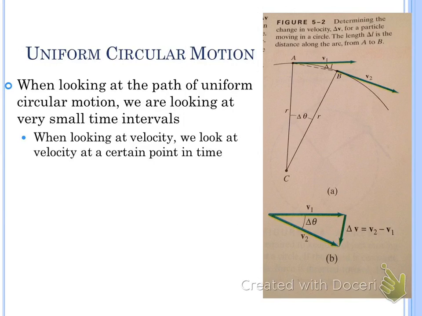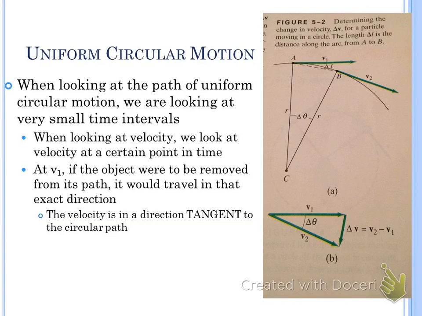We want to look at it at a certain point in time to see exactly what the velocity is at that instant. We know the magnitude of it is not changing, but the direction of it is. So with every instant that passes, the velocity is a little bit different. The speed or the magnitude of the velocity is not different, but the direction is. So with every passing instant, we've got a slightly different velocity. Does that make sense?